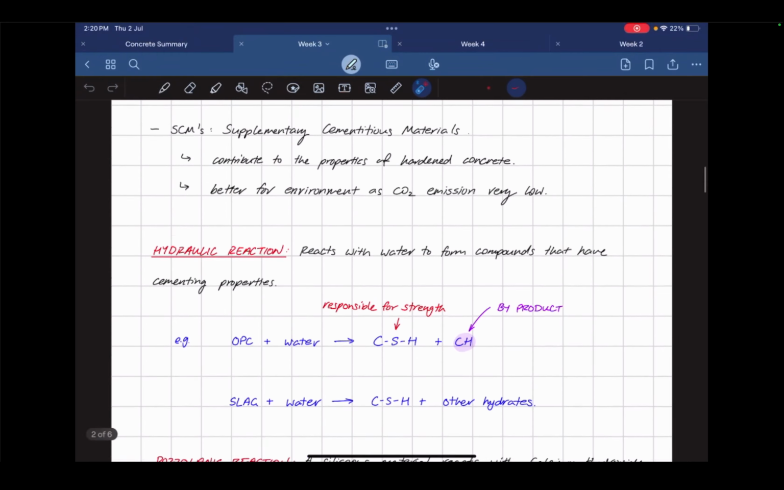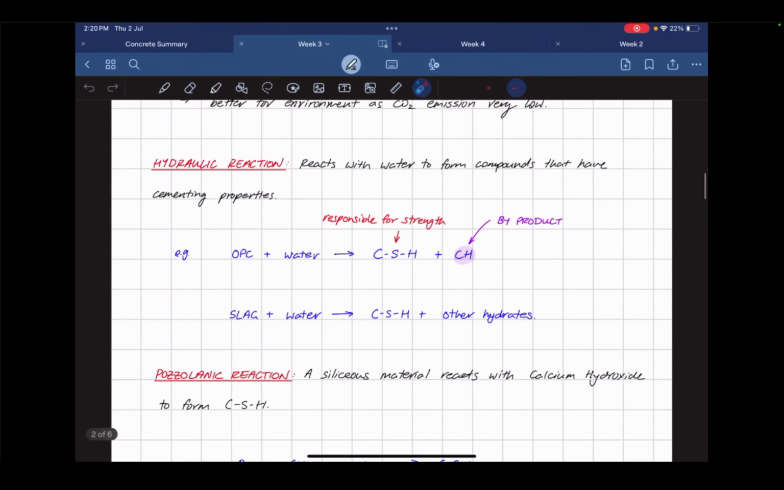There's a couple different reactions. There are two main reactions you have to know about, so this is where the chemistry part comes in: hydraulic reaction and pozzolanic reaction. A hydraulic reaction is when your admixture reacts with water to form compounds that will have cementitious or cementing properties. There are two main examples covered in the course.